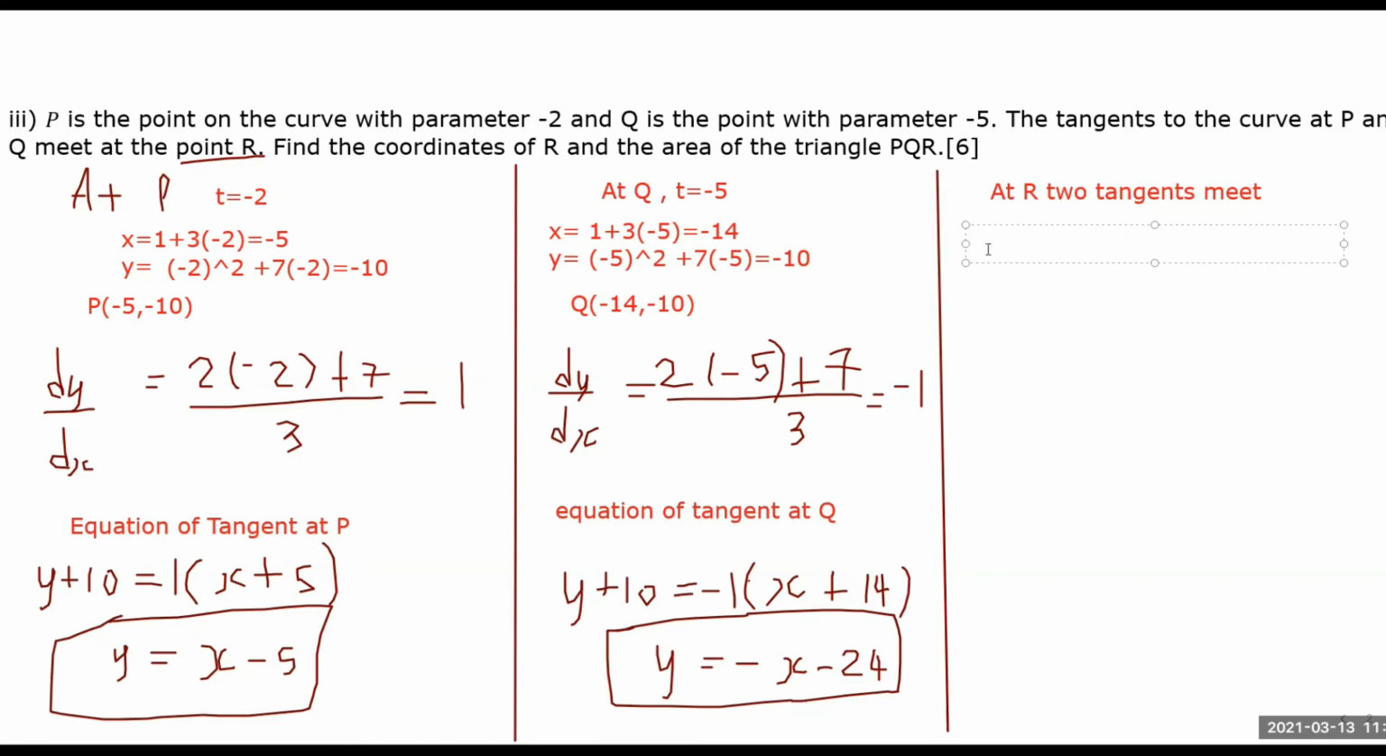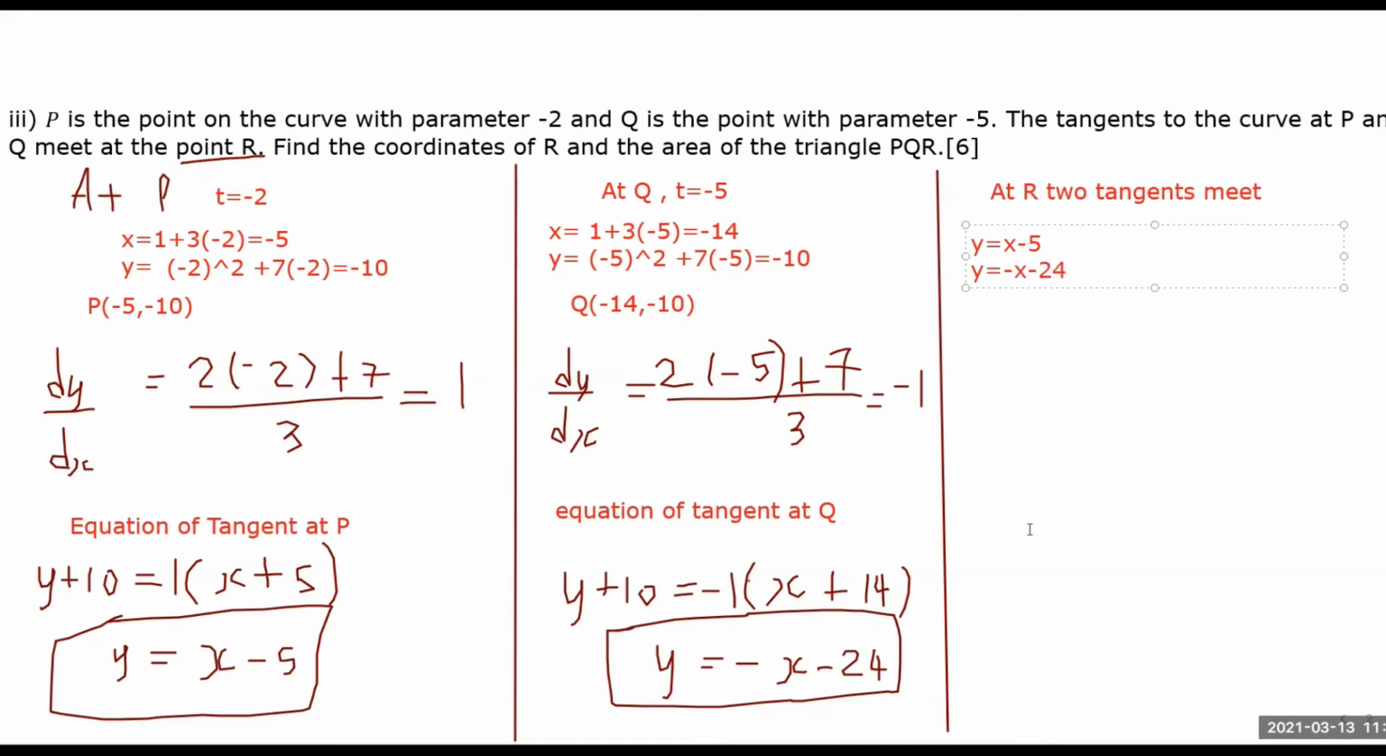At R, the two tangents meet. So we equate this line, y equals x minus 5, with this line, y equals negative x minus 24.